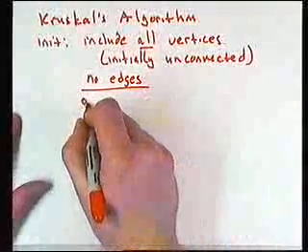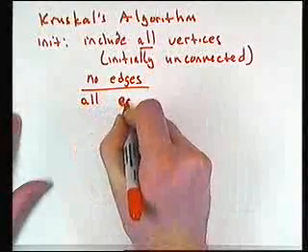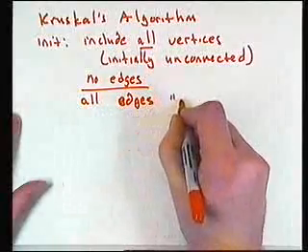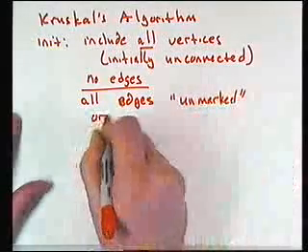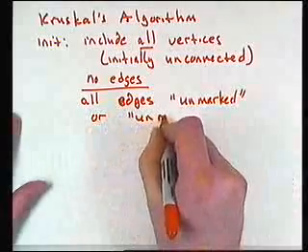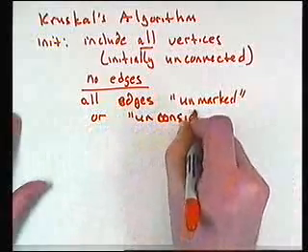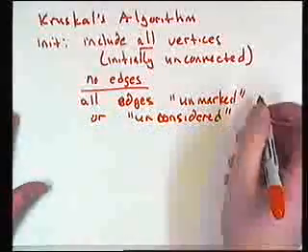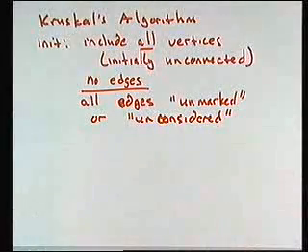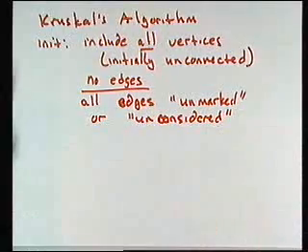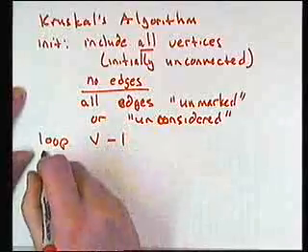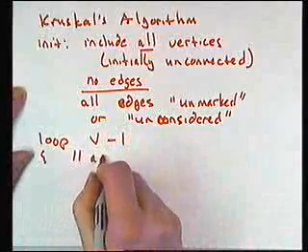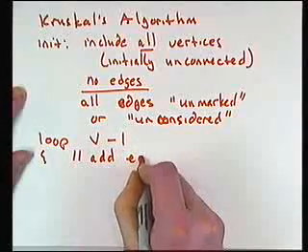And all edges are considered unmarked or unconsidered, because we haven't really done anything yet. So at this point, all the edges are unconsidered. And then the algorithm was basically going to say loop, again, v minus 1 times. Every time through the loop, we add an edge each time.